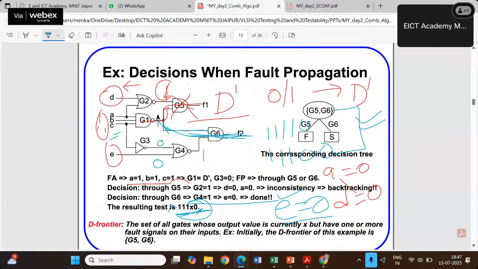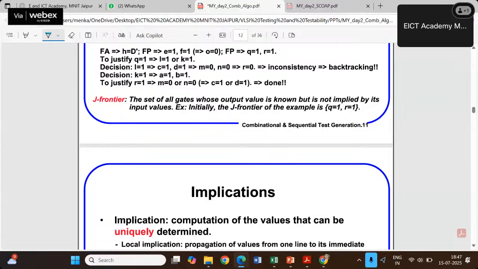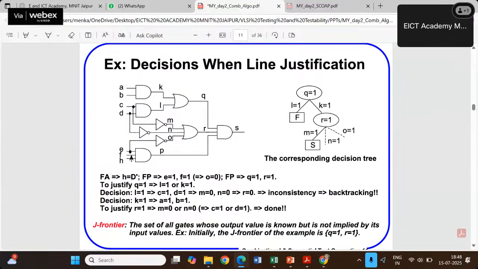So I hope you got how to make the decisions and how to find out what the test pattern is from the circuit structure. So this is another problem. It is similar to the first problem we took earlier.